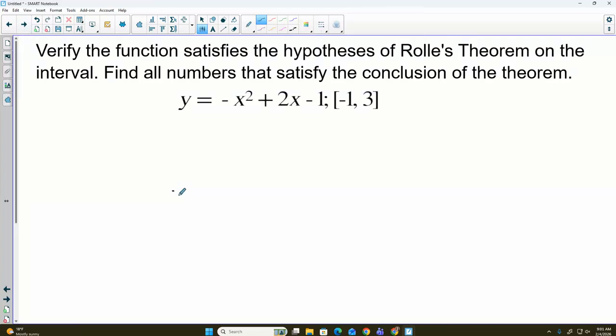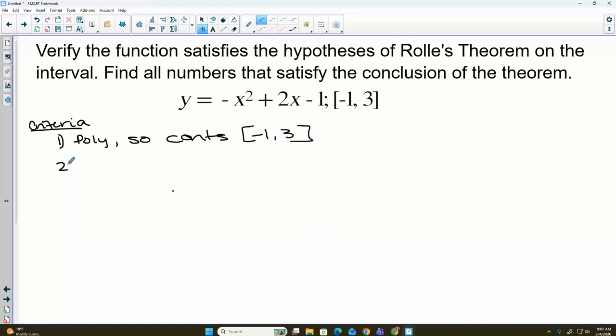So really, the big thing here is knowing our criteria. The first two criteria are the same. We always have to have what? Continuous and, yeah, continuous and differentiable. This one is just a polynomial. So it's continuous on our interval. By the same reasoning, we know polynomials are always differentiable.